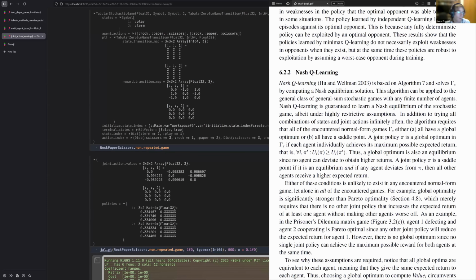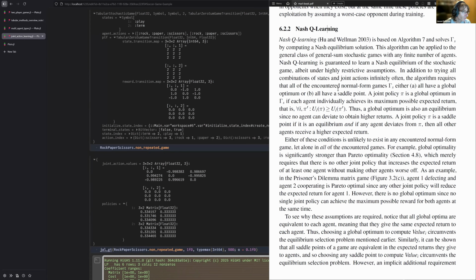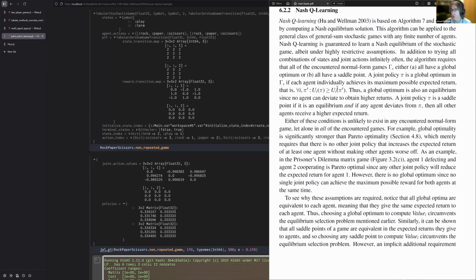So far I've only talked about minimax Q. Now you could apply other equilibrium game solution concepts to this, like Nash Q learning, in which case we would just learn joint action values for each agent, and then we would try to compute the Nash equilibrium solution for a general sum game, which unfortunately there's no general way of doing. We can verify a Nash equilibrium solution.